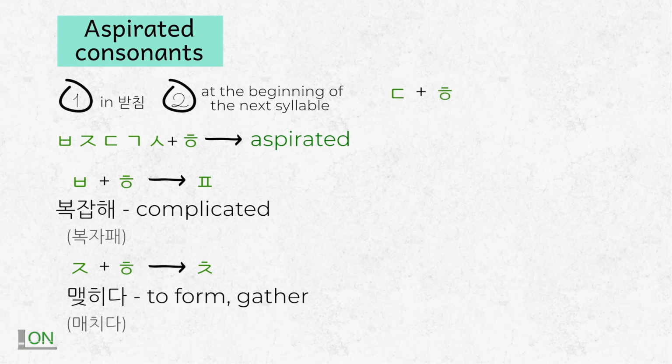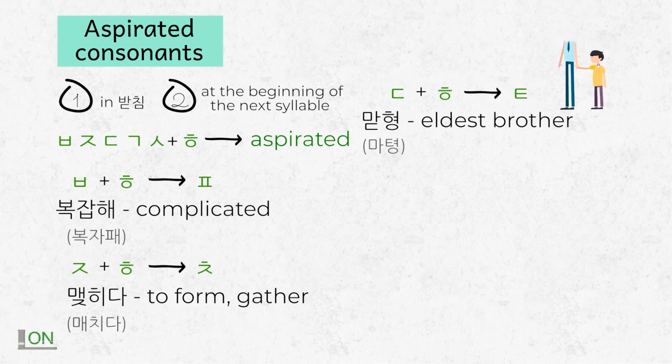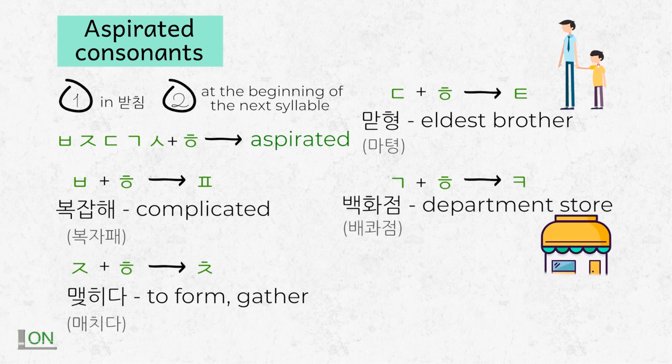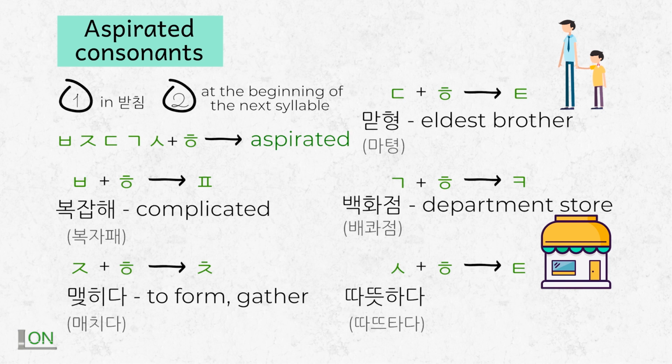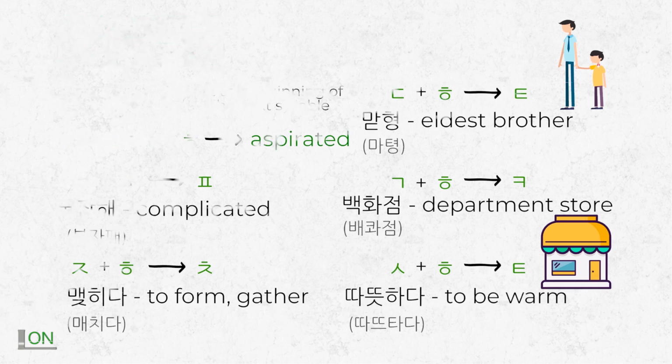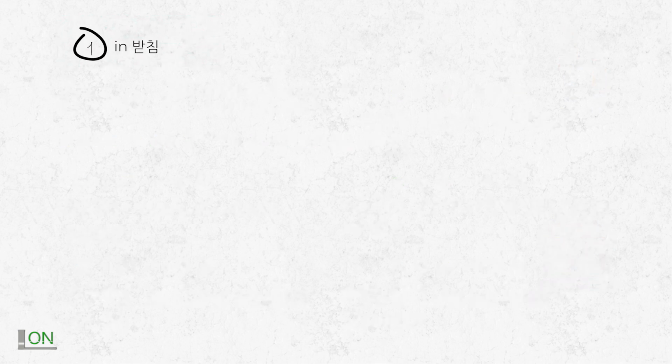tu plus hu is going to be pronounced as tu, 맏형, eldest brother. ku plus hu is going to be pronounced as ku, 백화점, department store. su plus hu is going to be pronounced as tu. For example, 따뜻하다, to be warm.